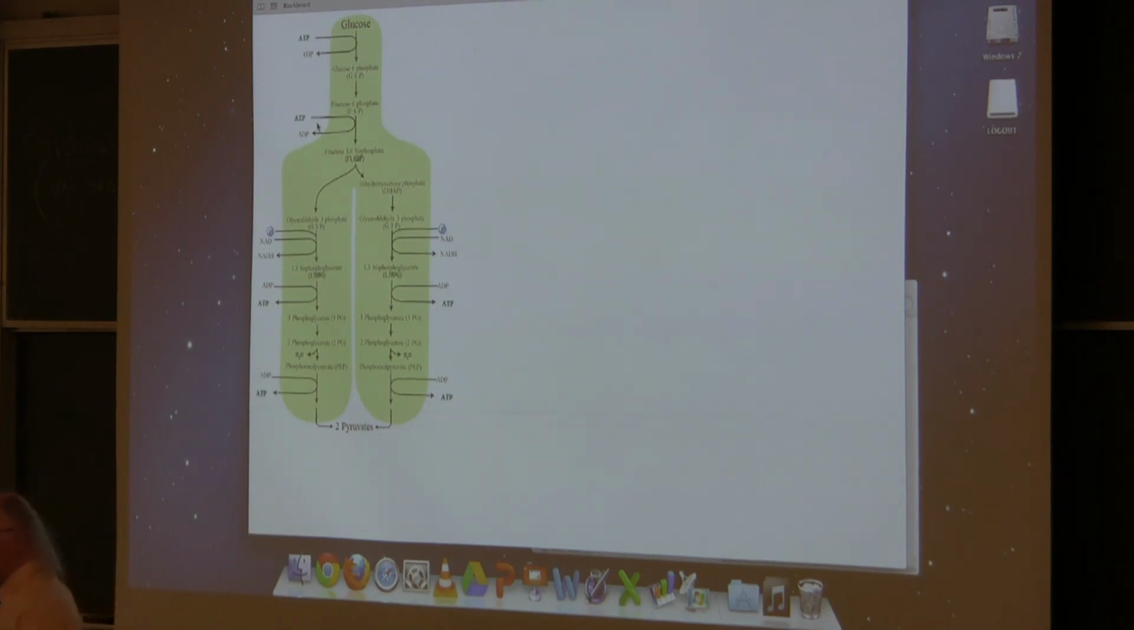Glucose goes to glucose 6-phosphate, goes to fructose 6-phosphate, goes to fructose 1,6-bisphosphate, goes to glyceraldehyde 3-phosphate and dihydroxyacetone phosphate. Goes to glyceraldehyde 3-phosphate, 2 of them. Now we've got 2 glyceraldehyde 3-phosphates, which go to 1,3-bisphosphoglycerate, which goes to 3-phosphoglycerate, produces an ATP, which goes to 2-phosphoglycerate, which goes to PEP, which goes to pyruvate. We are done with glycolysis.